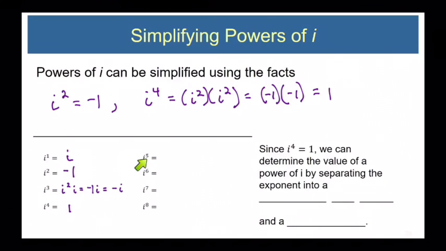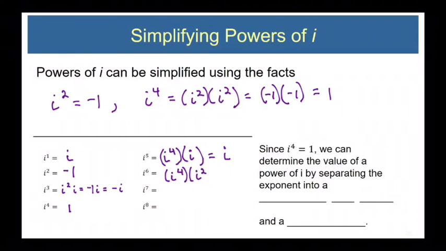Okay, so look at i to the fifth. i to the fifth can be written as i to the fourth times i, and we know that i to the fourth is 1, so i to the fourth times i is 1 times i, which is just i. i to the sixth can be written as i to the fourth times i squared, which will be negative 1. i to the seventh can be written as i to the fourth times i to the third, which is just going to be negative i.